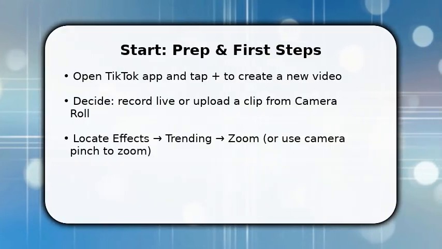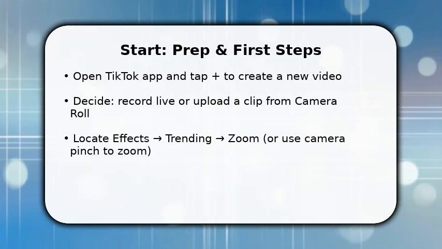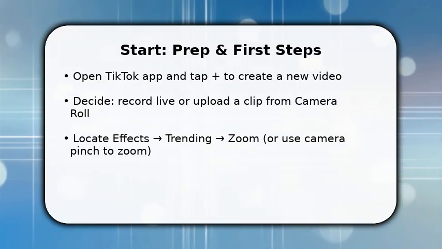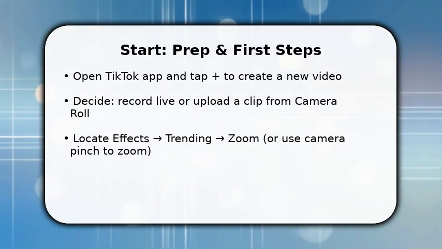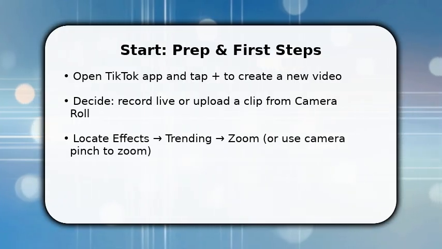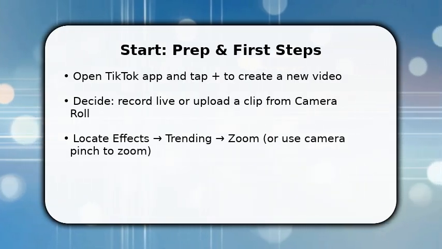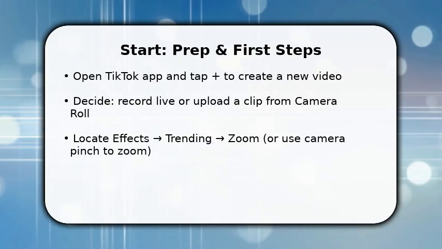You're starting the zoom effect right now. Don't get stuck on settings. Open TikTok, tap the plus sign, and choose record or upload a clip. Once you have the clip selected, tap effects, then trending, and pick zoom. This applies an automated push-in.